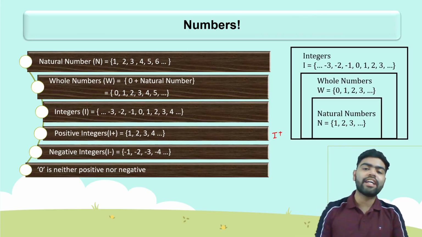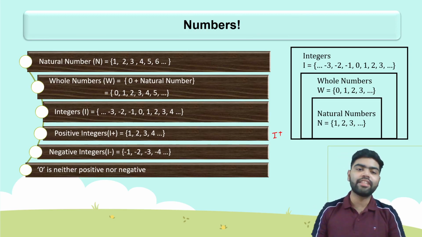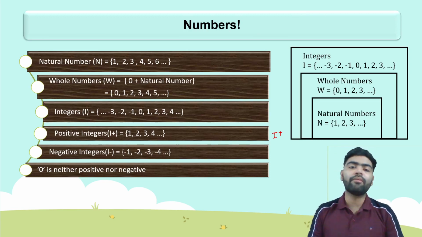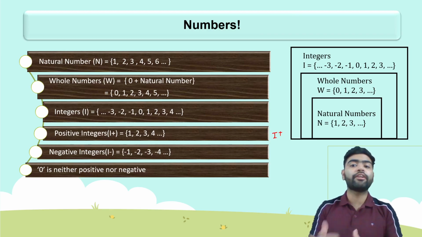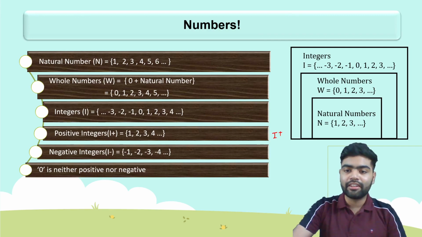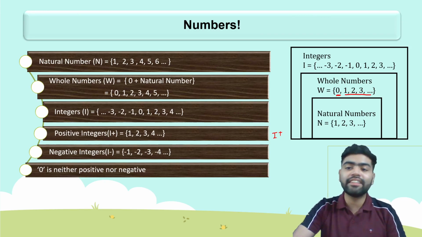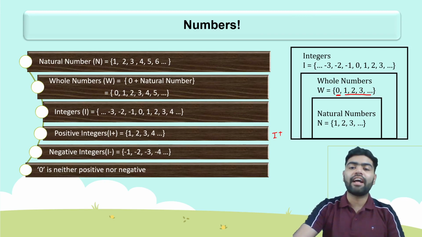Now, this set of numbers can be represented with the help of these boxes. You see, whole numbers is a set which includes all the numbers inside the natural numbers. Natural numbers are over here, and along with that I have 0, so that means the set of whole numbers should be more than the natural numbers. Hence, a bigger box, and natural numbers is in a smaller box.